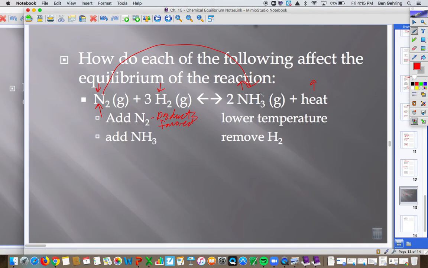If I do the opposite, if I add ammonia instead of nitrogen, this is going to push to the left, which means I'm going to increase my nitrogen concentration and increase my hydrogen concentration. Ammonia is then going to decrease, and I'm going to cool this reaction down. So this is reactants favored or reverse reaction. Either way works.